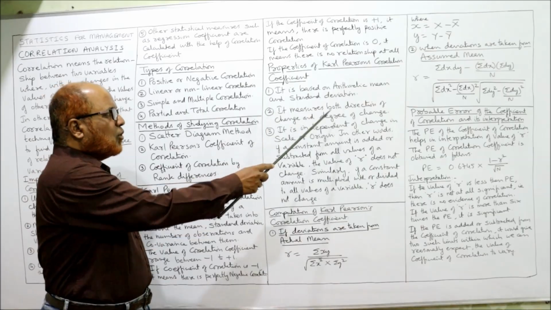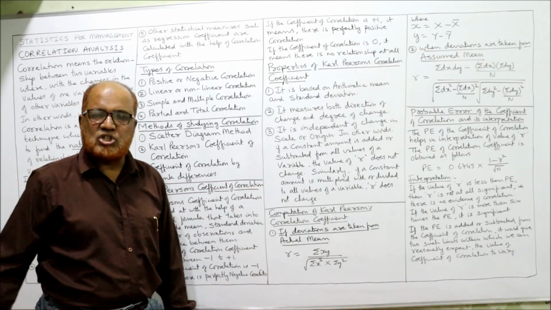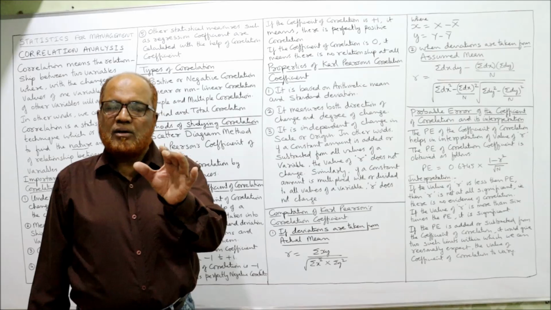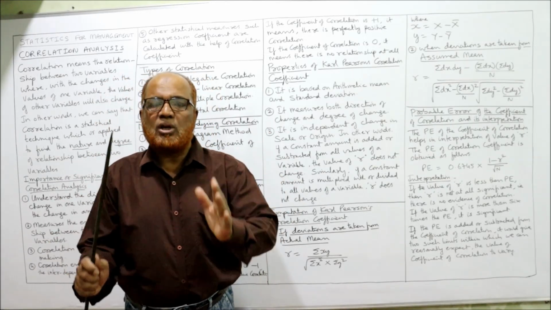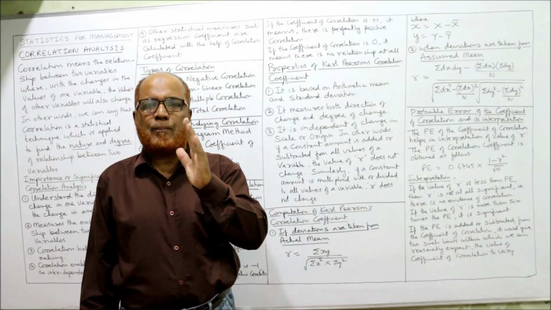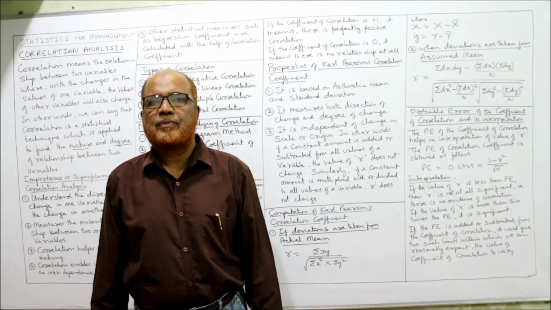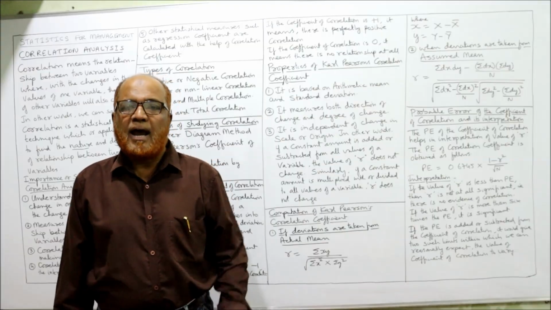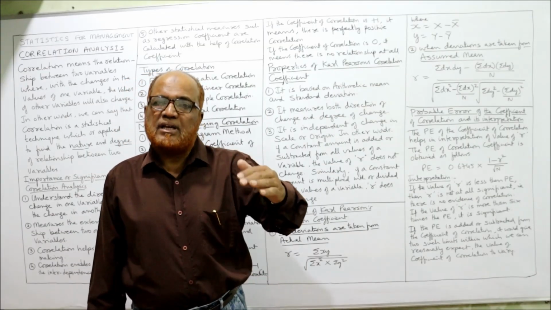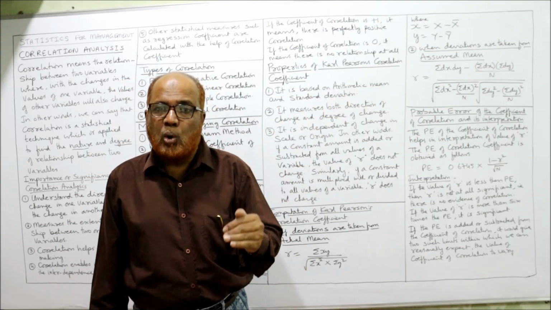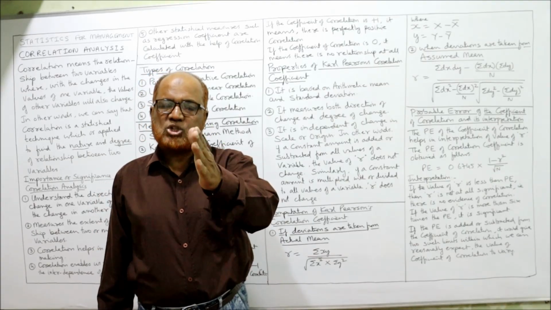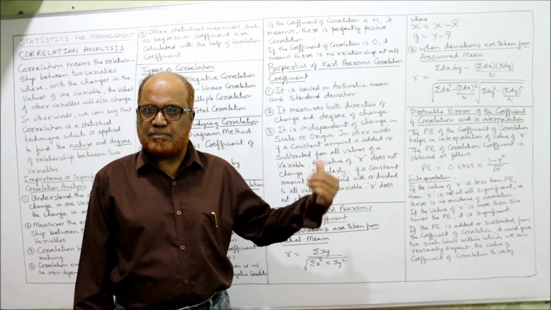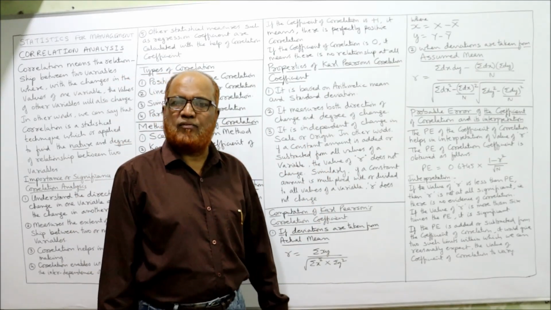Next, it measures both direction of change and degree of change. So this correlation coefficient will explain the direction of change. Direction means whether it is positively correlated or negatively correlated. And degree of correlation, whether there is a high degree of correlation or a low degree of correlation. So both will be explained. Direction and degree will be explained by this coefficient of correlation.